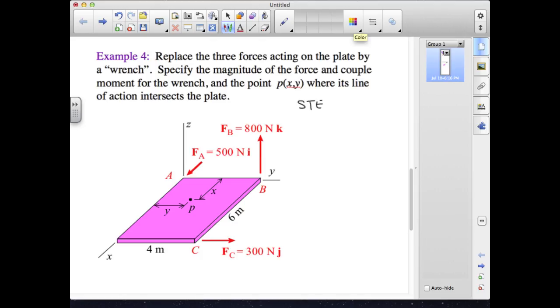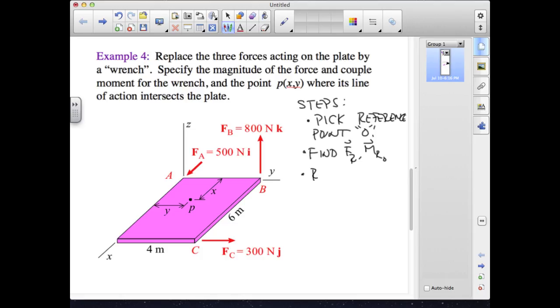Before we start, let's just summarize some steps that we're going to need to perform this operation. First, we're going to pick a reference point for our first step of establishing an equivalent force system. So I'm going to say pick a reference point O. Then we're going to find our equivalent force system at O, our resultant force and our resultant moment about O.